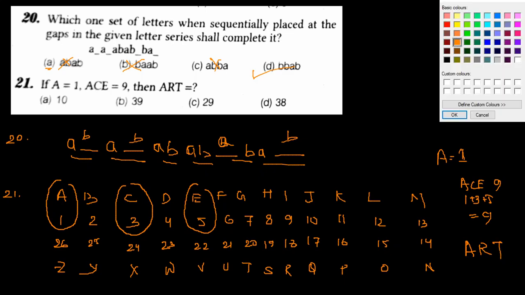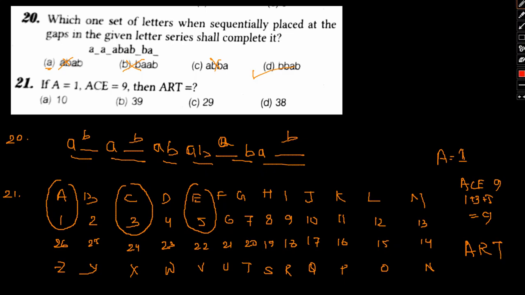So for ART, how can we go about this? We know A is 1, R is 18, and T is 20. So this gives us 39. Simply add them. So 39 will be our answer. So I hope this is clear.